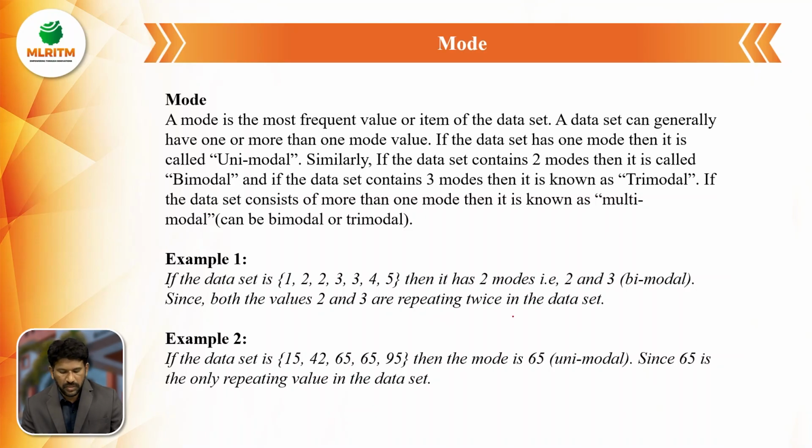Let's see one more example: 15, 42, 65, 65, 95. This is unimodal. In the given data set, only 65 is repeated. In the entire data set, only 65 appears more than once, so 65 is the only mode.